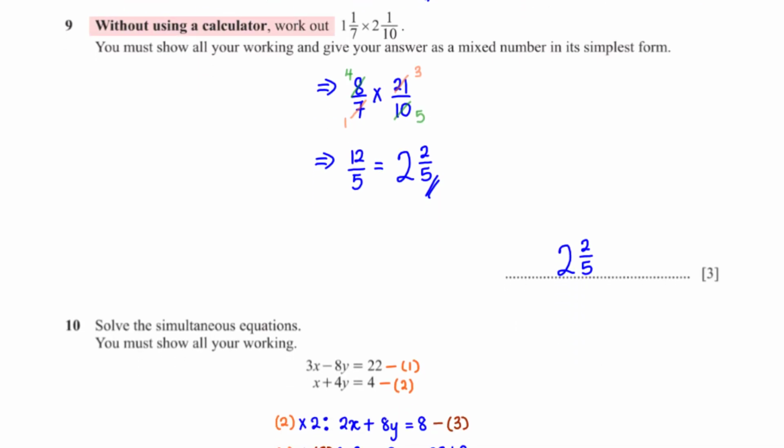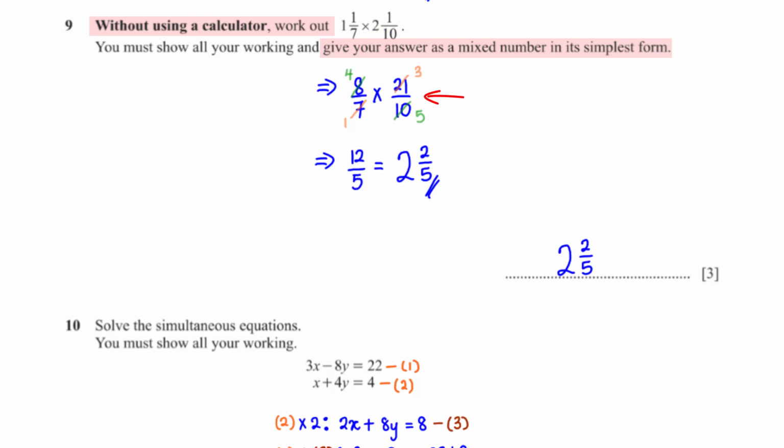Without using a calculator, work out 1 1/7 times 2 1/10. You must show all your working and give your answer as a mixed number in its simplest form. First, we convert the mixed fractions into improper fractions. For 1 1/7, we have 7 times 1 plus 1, which is 8, divided by 7. And for 2 1/10, we have 10 times 2 plus 1, which is 21, divided by 10.